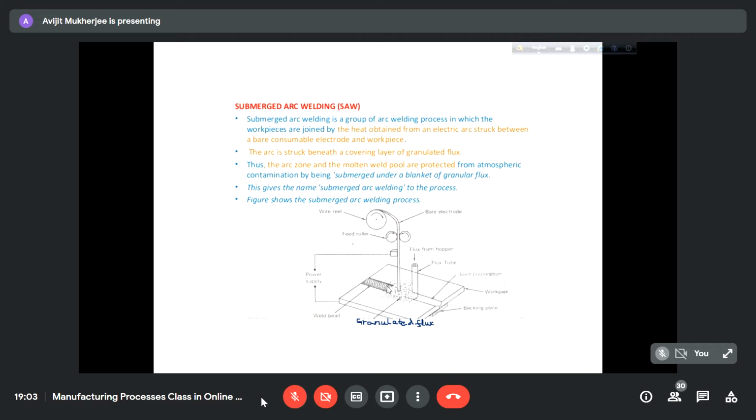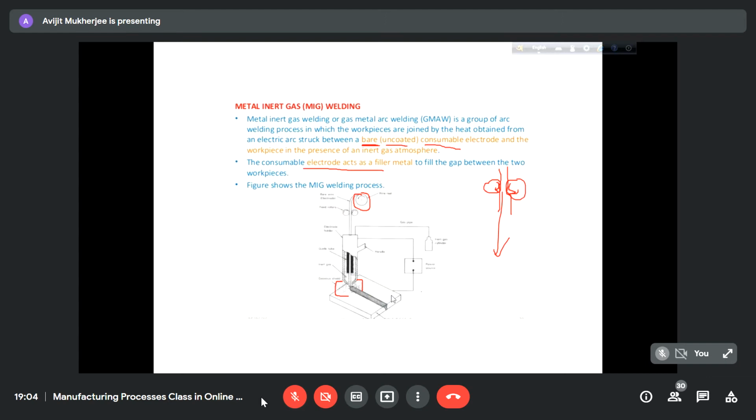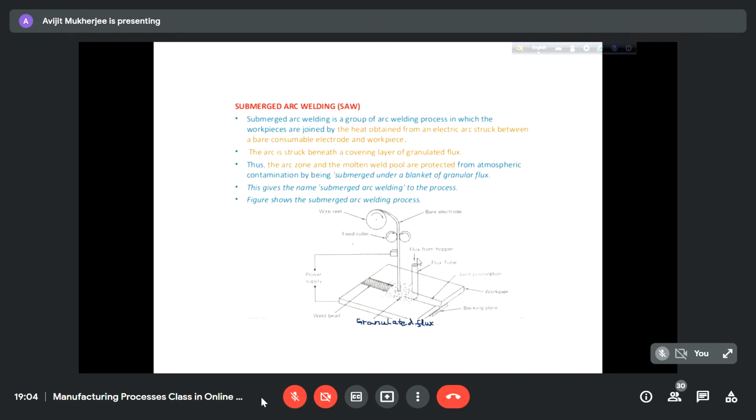So the total weld area where the arcing is taking place is not visible from outside. But in MIG welding or TIG welding, you can observe what is going on, what is happening, because this is a clear gaseous envelope. But instead of a gaseous envelope, here some flux material is provided by a hopper.